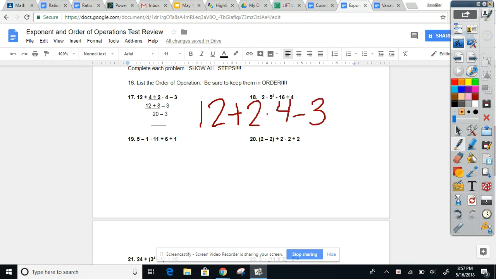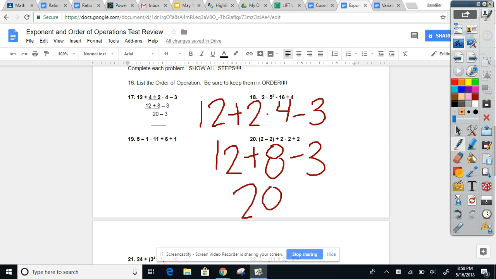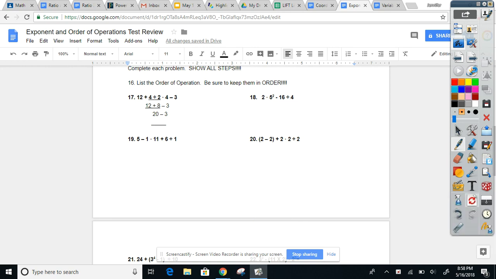Now do I have multiplication or division still? Yes, I have multiplication. So it's going to be 12 plus 8 minus 3. Okay, I'm done with my multiplication, done with my division. Now I need to look at adding and subtracting. I'm going to go from left to right. 12 plus 8 is 20 minus 3, and 20 minus 3 is 17. So the answer for number 17 is 17, okay?